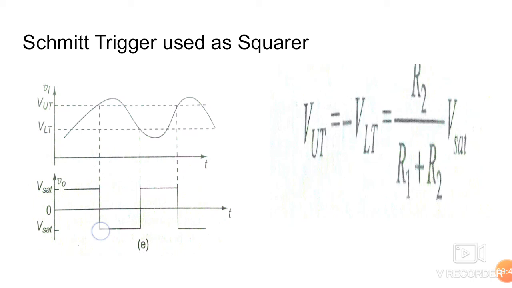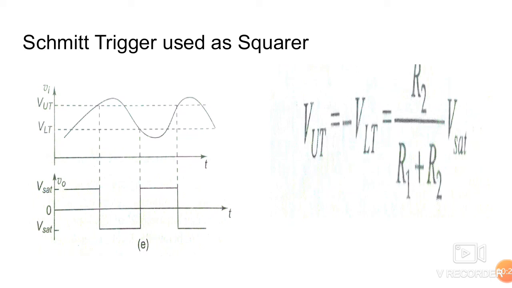So it will remain minus Vsat up to the lower trigger point, and at the lower trigger point it will again trigger, and the output becomes plus Vsat. It will again remain plus Vsat up to the upper trigger point, that is this point, and again it will trigger to minus Vsat. So this is basically a wave shaping circuit, and the input sinusoidal wave will be transformed into a similar square wave. So this is also called a Schmitt trigger circuit, used as a square wave circuit.